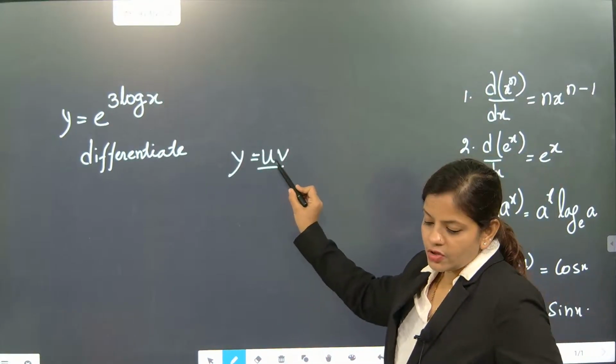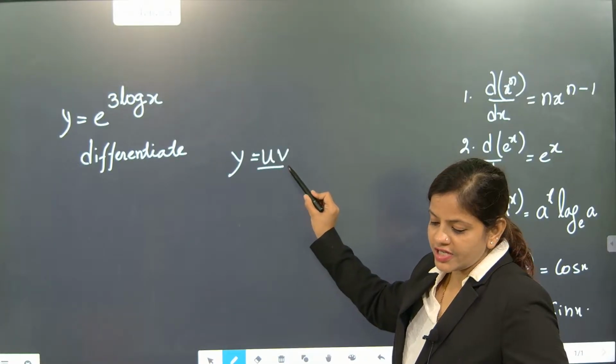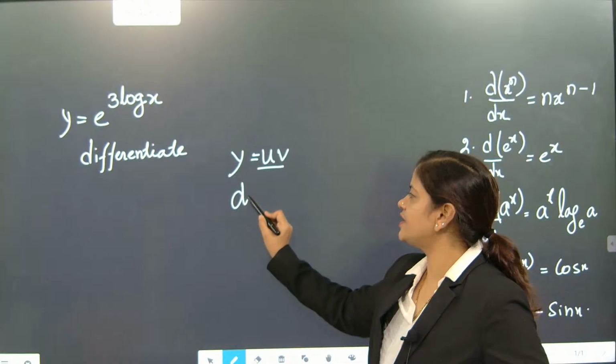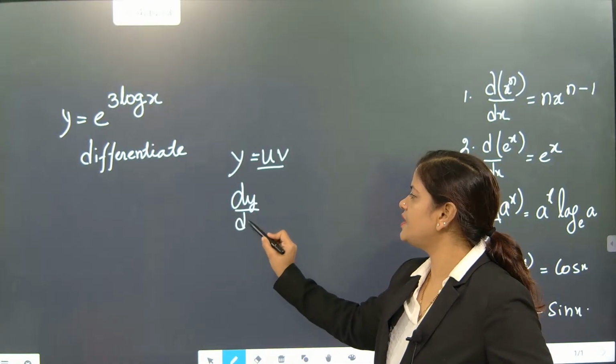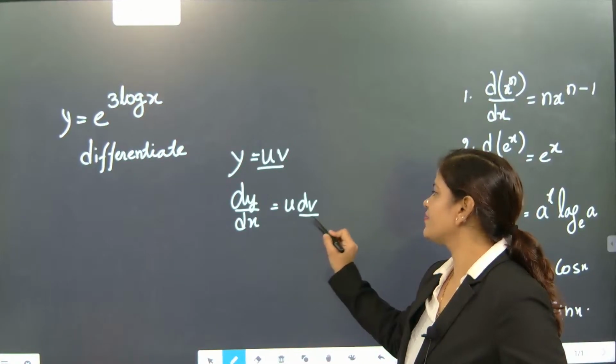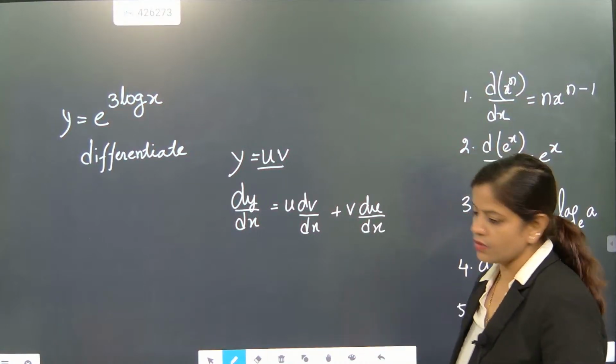Then one time you have to differentiate u and one time you have to differentiate v. Nishika, look here. So first time you differentiate, then this side will become dy by dx. One time you leave u and differentiate v. One time you leave v and differentiate u. This is the rule.